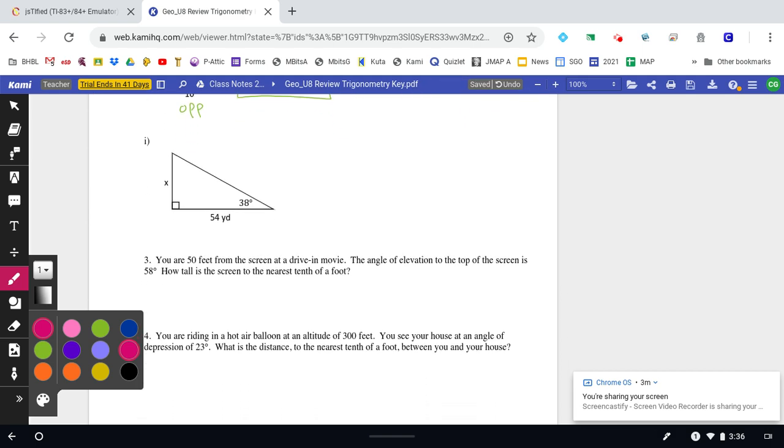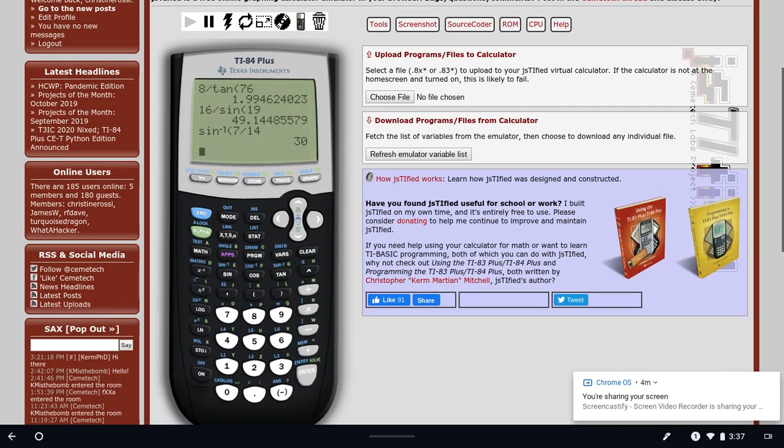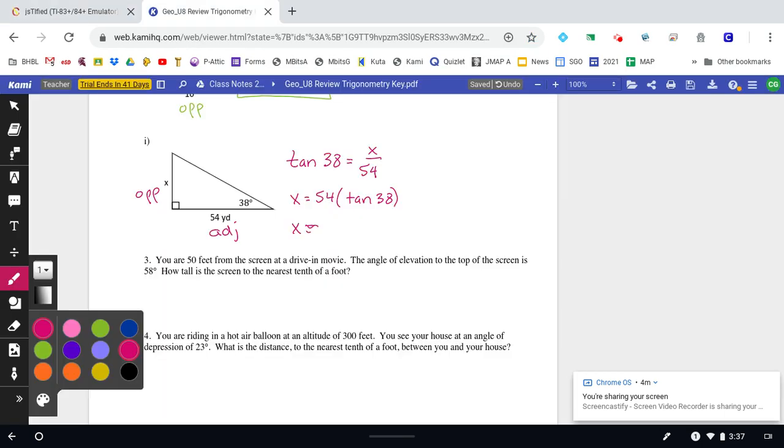All right, last one with a straight little triangle here. We have an opposite. We have an adjacent. That's going to tell me I'm using my tangent. So tangent of 38 degrees equals my opposite over my adjacent. I'm always going to show this cross multiplication. Now I'm going to go to my calculator. 54 times tangent of 38. Get about 42.2 yards.